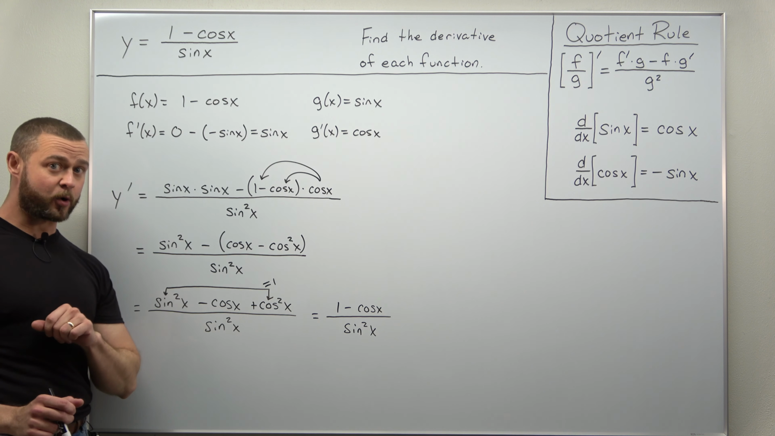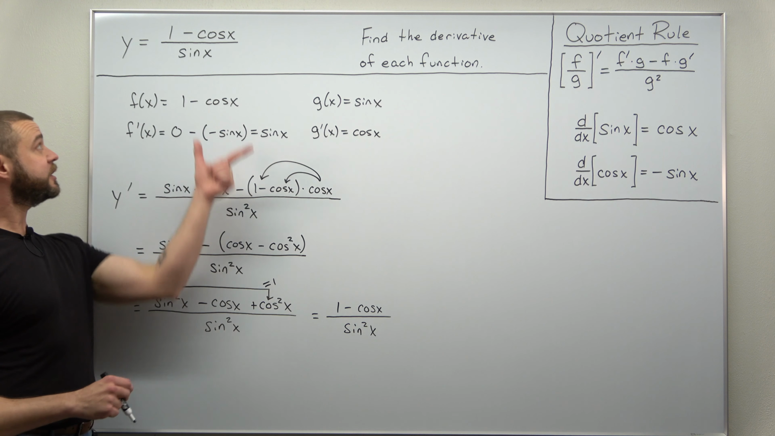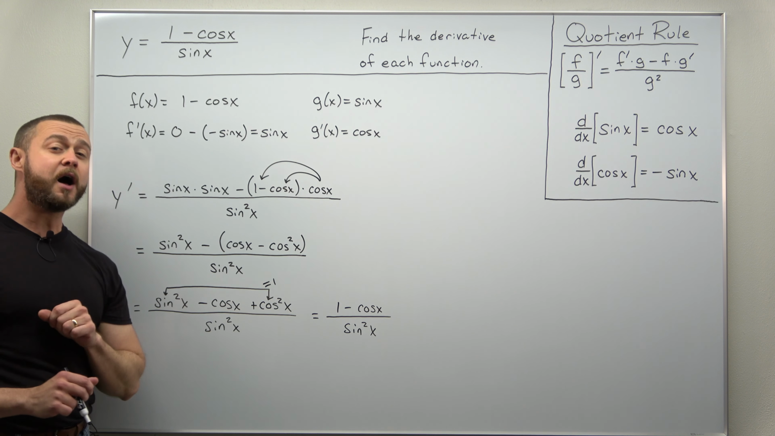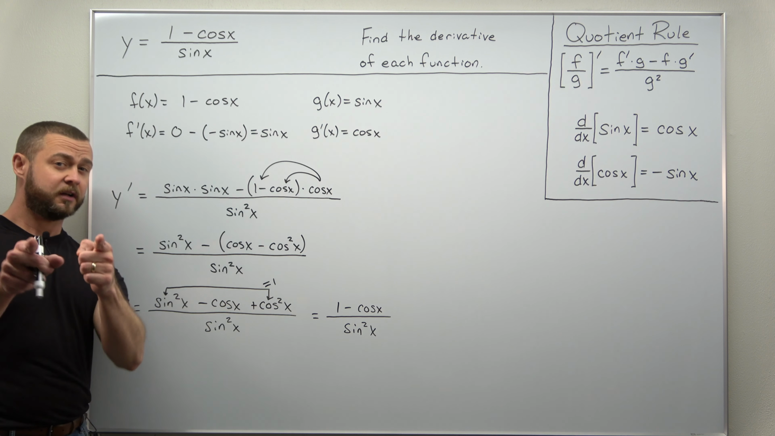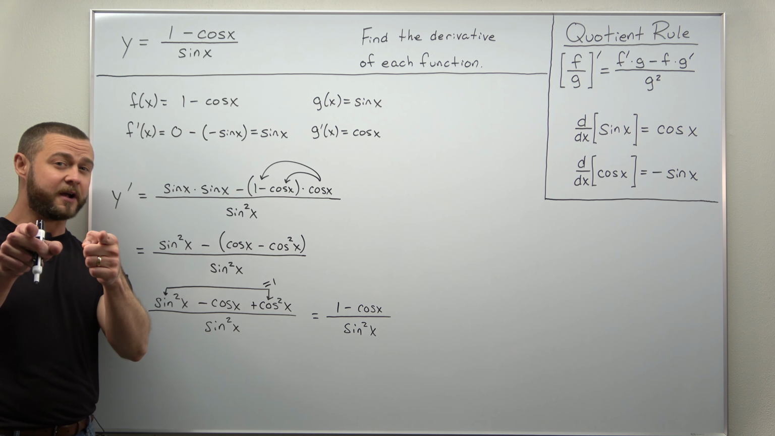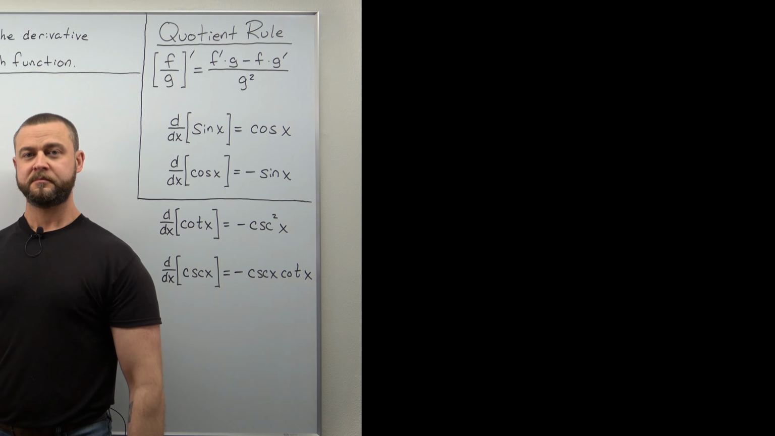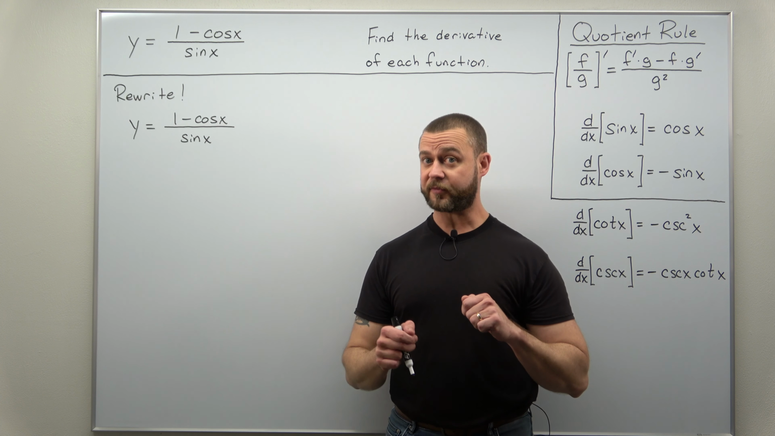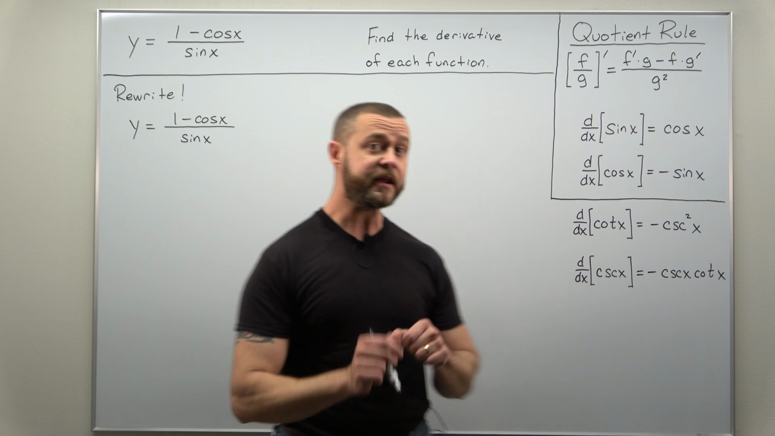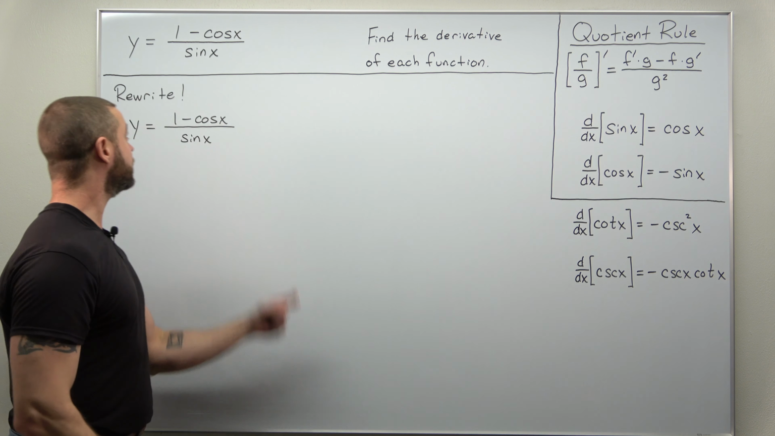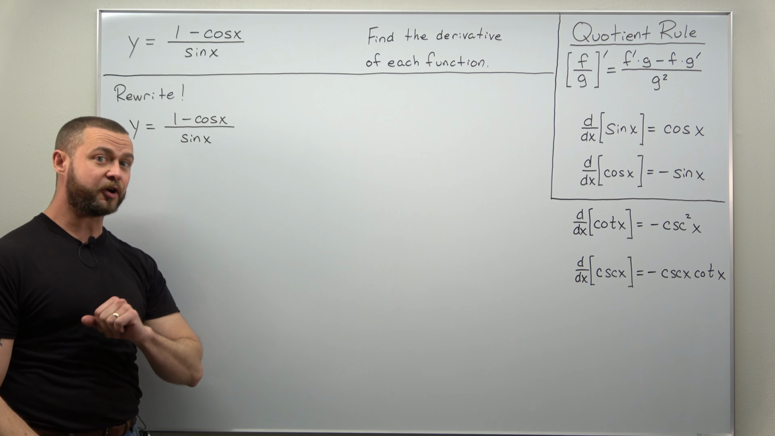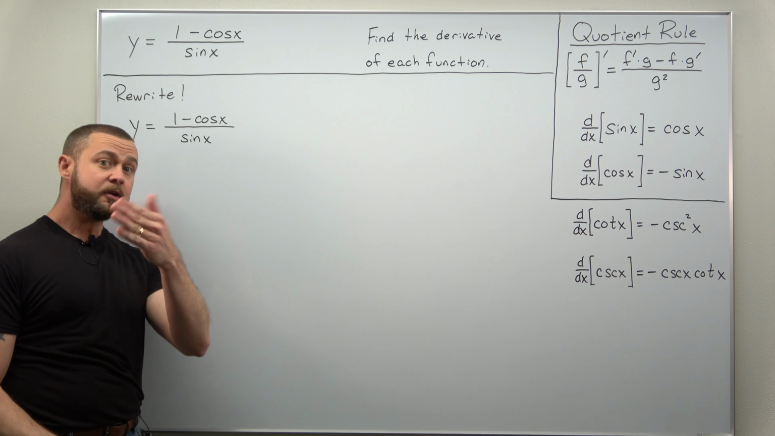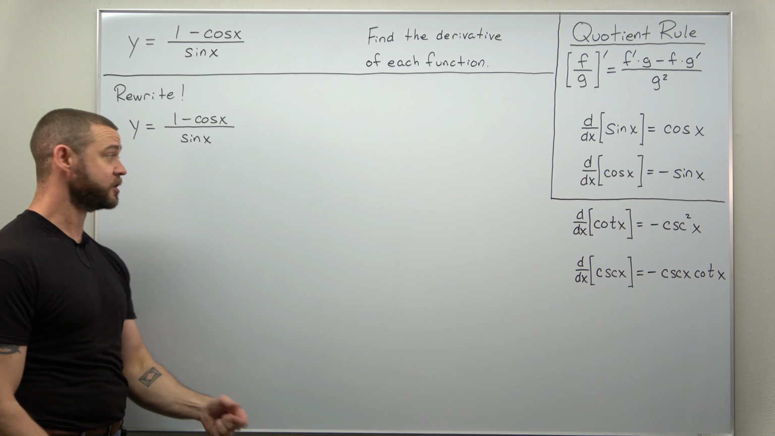Now, the second way that we're about to go through, we can actually rewrite this and apply different trig derivatives. Let's go ahead and get to that second part right now. Let's start by rewriting our function before we differentiate. We can do that here because our denominator contains a single term, so we'll just split this up using some basic results on fractions.